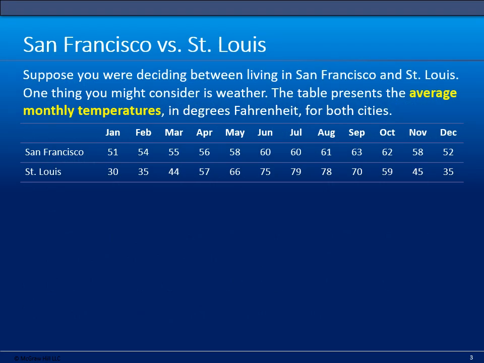So, suppose you were deciding between living in San Francisco and St. Louis. One of the considerations you might have is what the weather is in those cities when making your decision. The table represents the average monthly temperatures in degrees Fahrenheit for both cities.